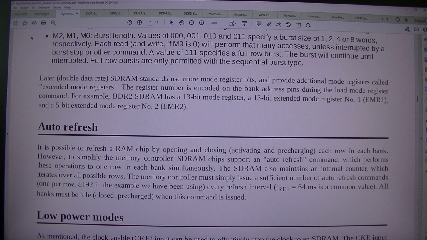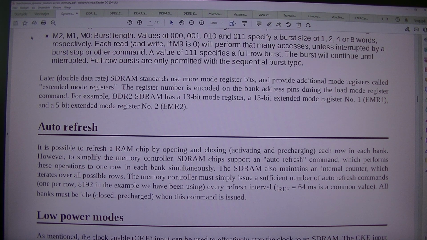Each read and write, if M9 is 0, will perform that many accesses, unless interrupted by a burst stop or other command. A value of 111 specifies a full row burst. The burst will continue until interrupted. Full row bursts are only permitted with the sequential burst type.